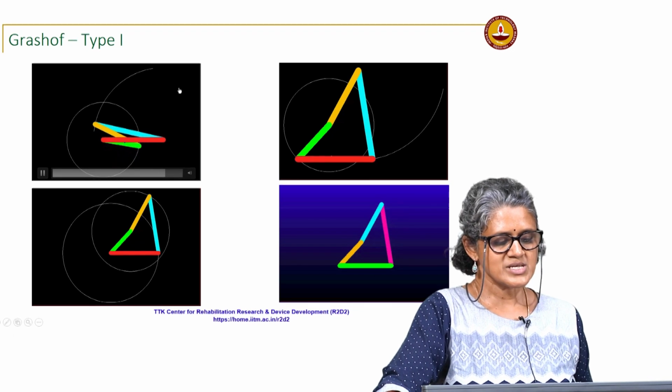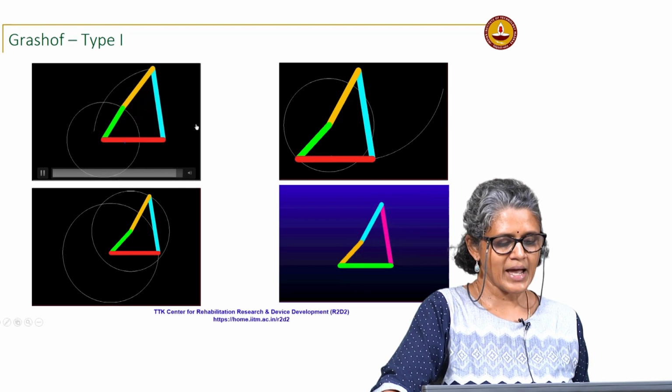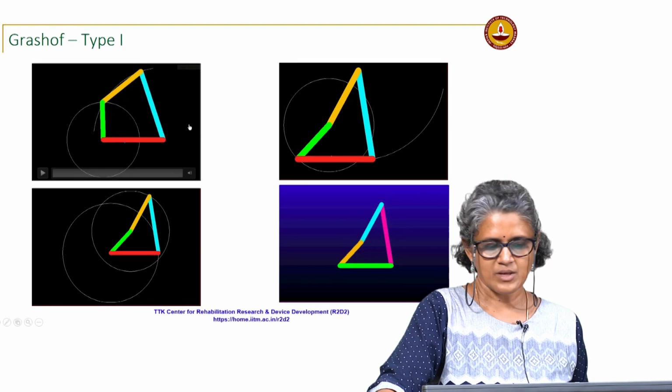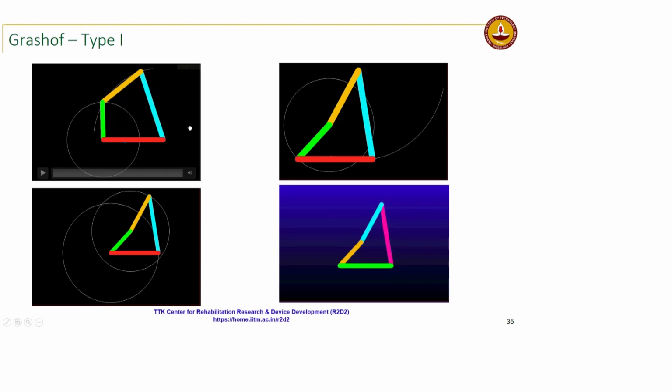Okay. So, this is called a crank rocker, or a Grashof crank rocker, okay, which means this first link. So, you have a fixed link, the link next to the fixed link is your crank, which makes the complete rotation, and the other two are rockers.